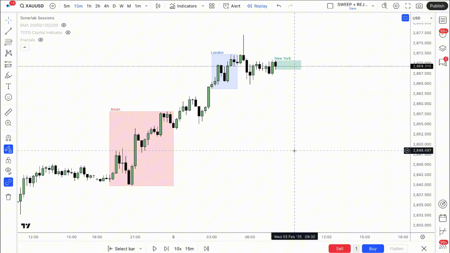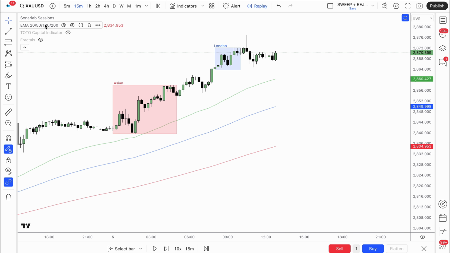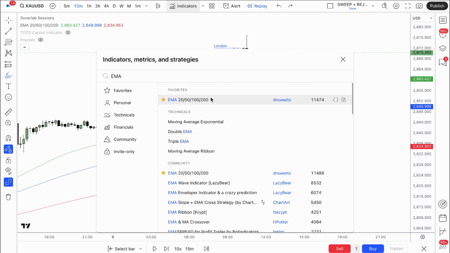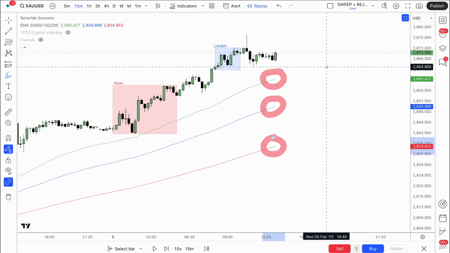And the first thing that you need to understand is your directional bias. The easiest way to do that is using the 50, the 100, and the 200 exponential moving averages. It's this indicator right here by Dr. Sweets, EMA 50, 100, and 200. When you open up the indicator, you don't need the top one, that is the 20. We just need the 50, 100, and 200. And when the 50 is greater than the 100, which is greater than the 200, this indicates that we are long bias on this market. That means that we are only looking for buys.